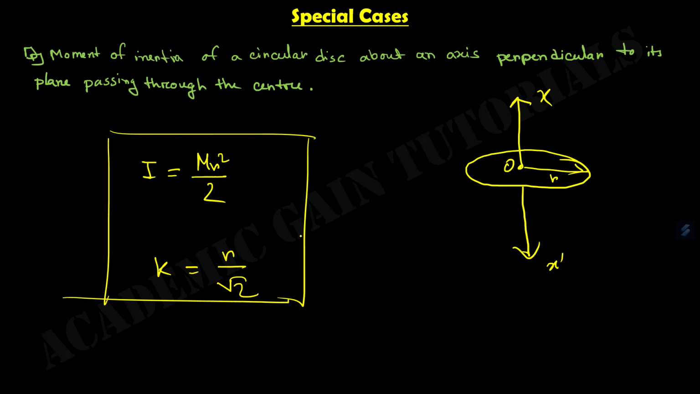We only have to remember the formulas for the moment of inertia and radius of gyration for these special cases. There are some derivations. Please do them yourself and find out how we arrive at the formulas of I and k for these special cases. Please understand and remember all of these special cases.